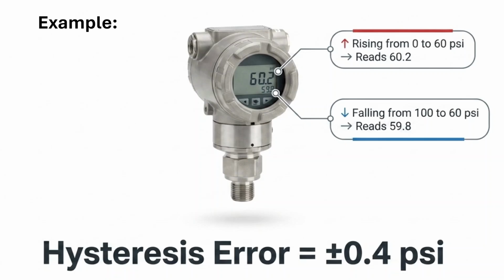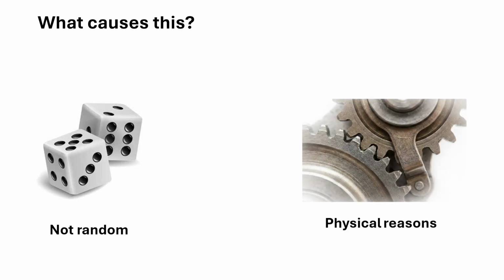The takeaway here is simple. The path matters. Not just where you ended up, but how you got there. So, why does this happen? It's not random. There are very specific physical reasons why instruments behave differently on the way up versus the way down. Let's look at those.